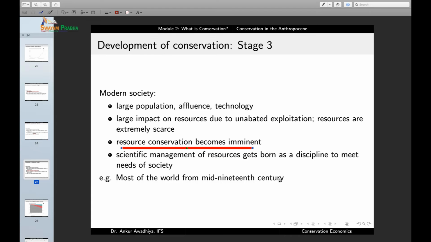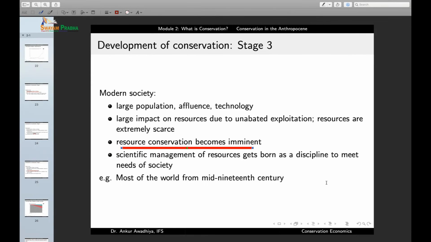We do not have the option of bringing in other lands to get these resources, and so the only option that is left is to conserve what we already have. And so scientific management of resources gets born as a discipline to meet the needs of society. So modern society is now putting a lot of emphasis on conservation and on sustainable use of resources.